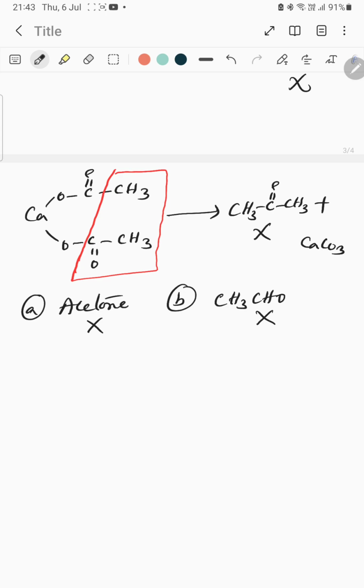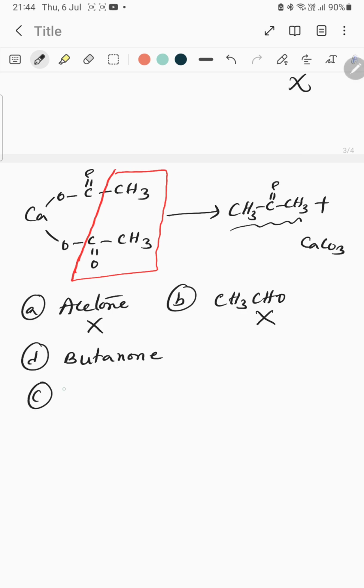Why? Because the isomers must and should have the same molecular formula. We get X. The X is the acetone. It has 3 carbons. Acetaldehyde has 2 carbons. So the second one is also not possible. And option D, the butanone. No need to check it. We get a 3 carbons compound. Butanone is a 4 carbons compound. So both are not functional isomers.